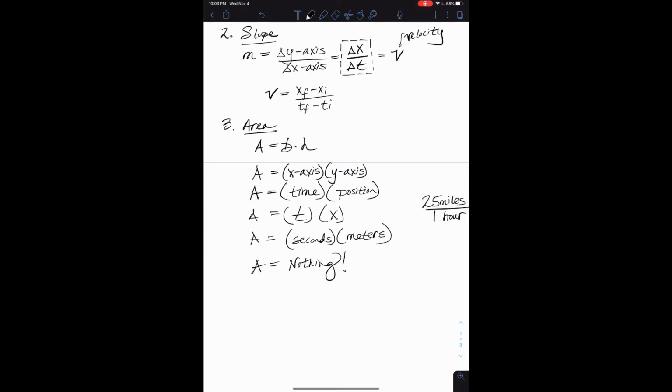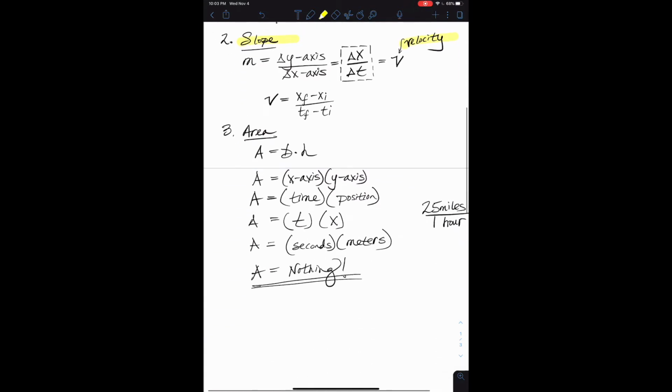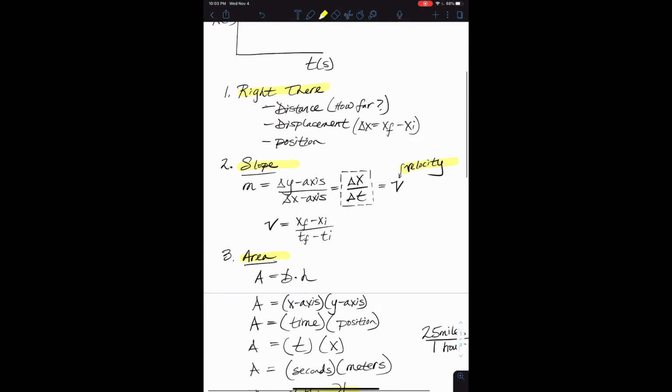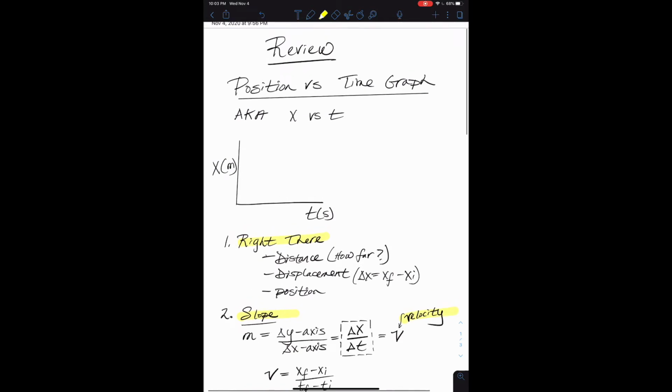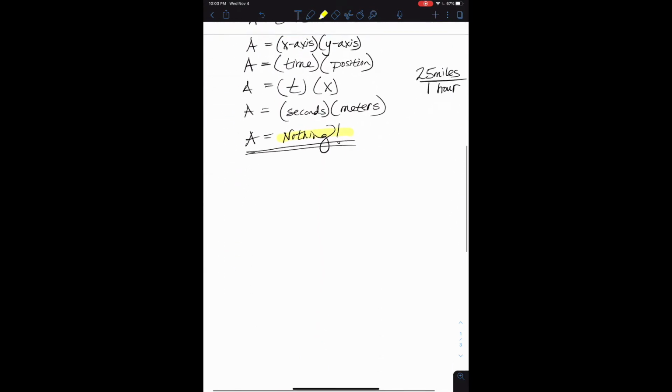So this is why when you're given a graph, you need to look at it and be able to know what are the right there things, right? For instance, distance, displacement, position on the x versus t graph. What does the slope mean? In this case, velocity. And what does the area mean? In this case, nothing. All right, and that's how you do your check for this kind of graph.